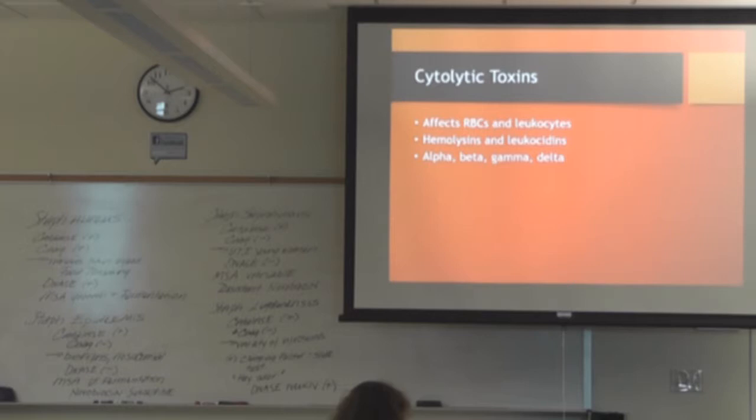How do you say this? Cytolytic. Thank you. Toxins. That's going to be affecting RBCs and leukocytes. So we have alpha, beta, gamma, and delta. Not much to know about this. Enzymes that Staph aureus has: coagulase, obviously. That's your virulence marker that we've been working with.